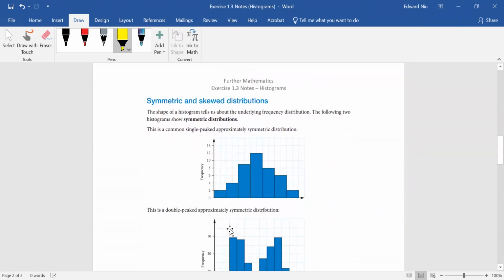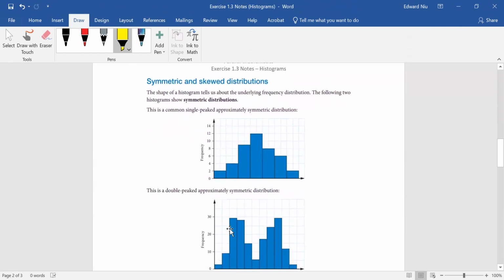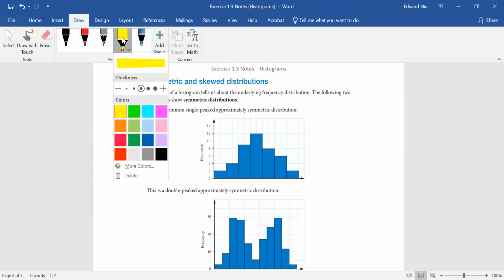The next part is we start taking a look at symmetry and skewed distributions. This is how we describe the grouping or the distribution frequency of whatever we surveyed based on the histogram's display. If we have the middle being the tallest bar or column, and then everything around the middle is evenly spread on either side, we can say this is symmetric. Let me just highlight this. We can say this is symmetric.